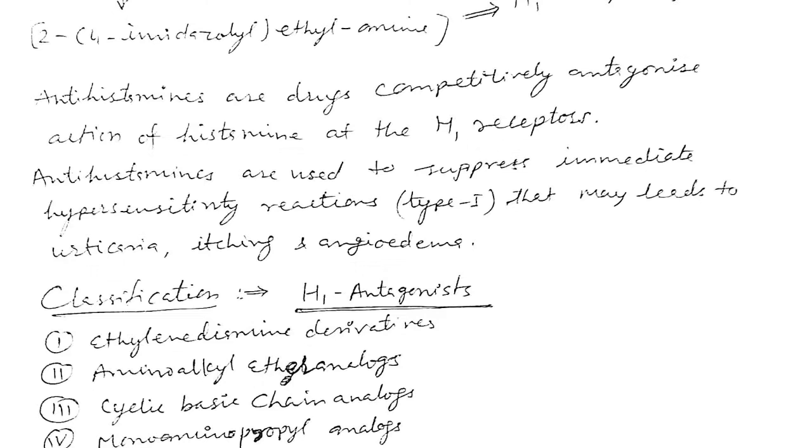Allergic reactions, that is hypersensitive reactions, are called type 1 reactions. They are due to an increased concentration of histamine in the blood, and may lead to urticaria, itching, angioedema, and rashes on our skin. So the H1 receptors are responsible for allergic reactions.